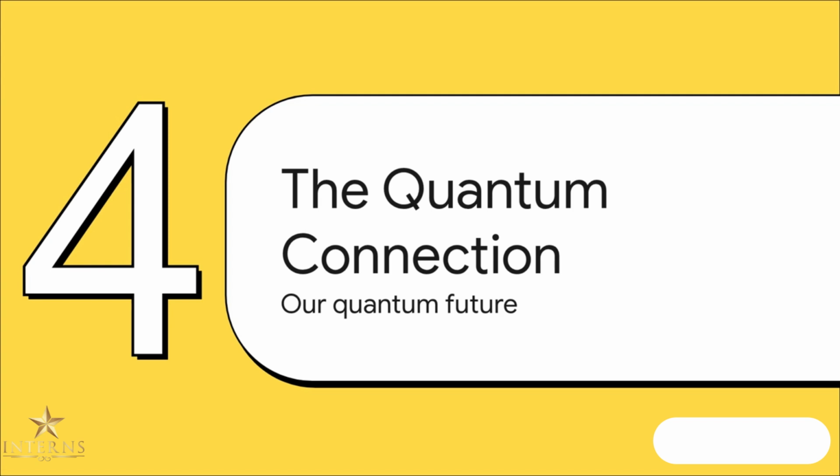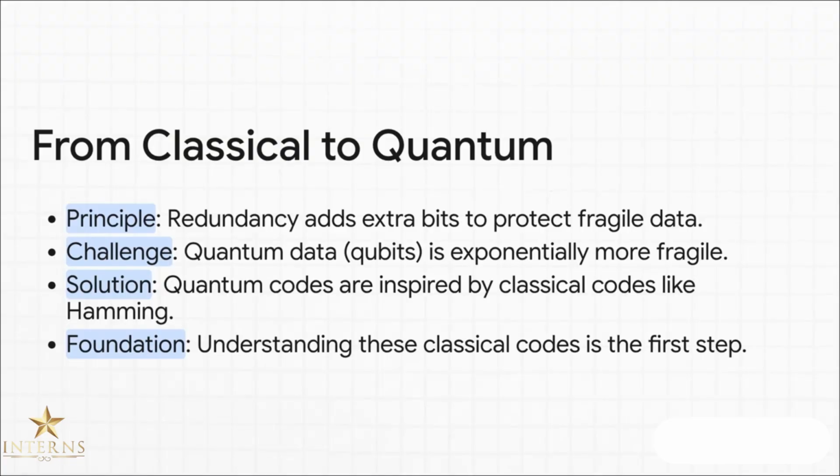These fundamental ideas are more relevant today than they have ever been. They are literally the blueprint for protecting the next great leap in technology: quantum computers. It's the exact same core principle of redundancy that's at the heart of quantum error correction. Now, the challenge is way, way bigger, because quantum bits, or qubits, are unbelievably fragile. They're exponentially more sensitive to noise than plain old classical bits.